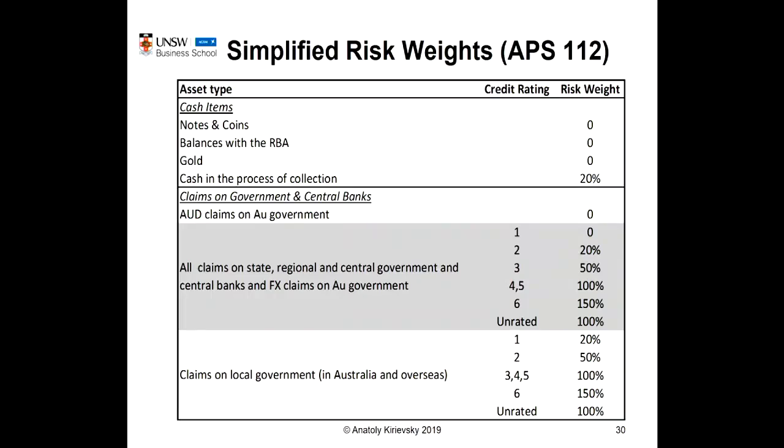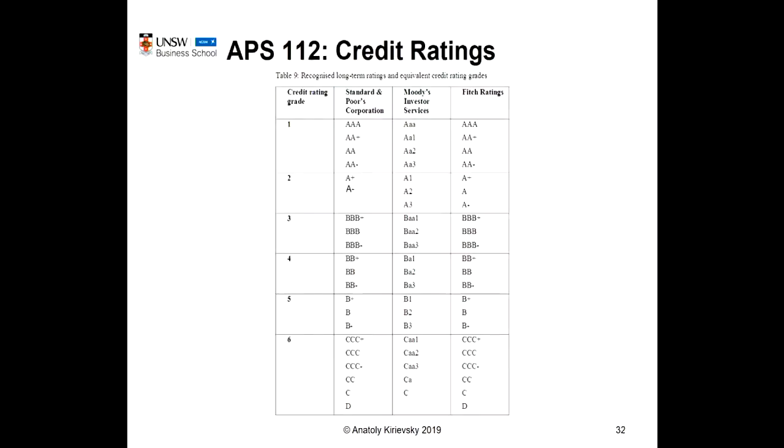the risk weights depend on the credit ratings. So APRA introduces its own credit rating system. This is the actual credit ratings that we have. So AAA and AA is equivalent to credit rating grade 1. Single A is credit rating grade 2. Triple B is rating grade 3. Double B is 4, single B is 5, and triple C all the way to D is 6.